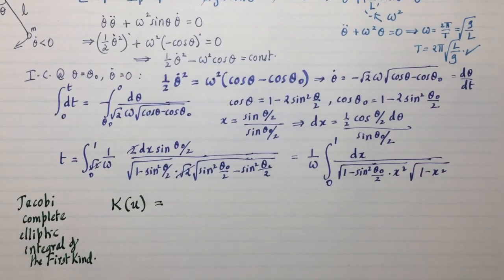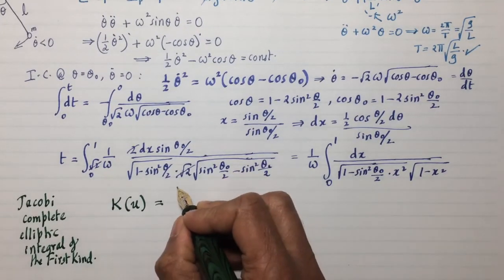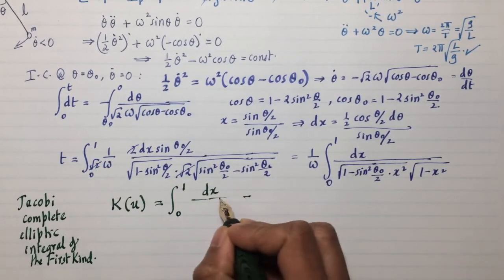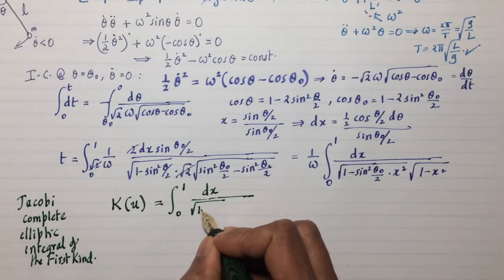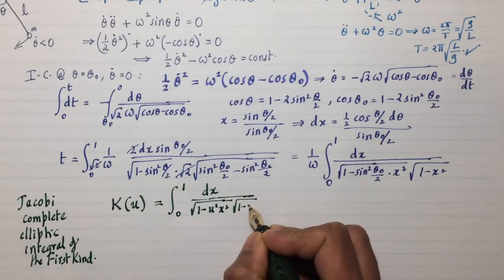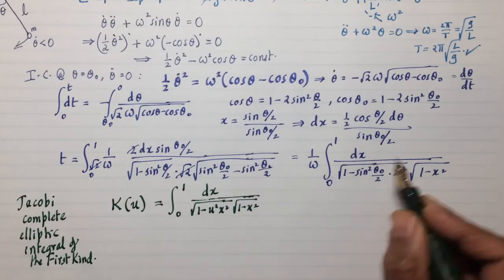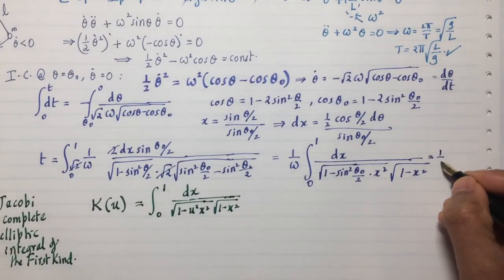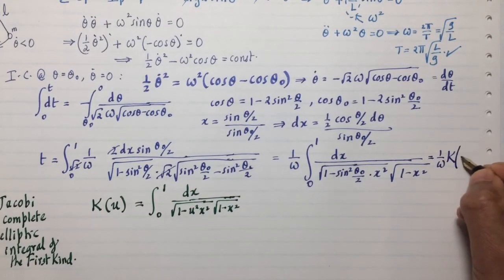So K of u is actually the integral from 0 to 1 dx of 1 over the square root of 1 minus u squared x squared times the square root of 1 minus x squared. That's why we struggled so hard to bring it to this form. If you bring it to this form, then your life is set. You just have to go to the tables of elliptic integrals and start looking at what the answer is. So this is basically 1 over omega times K of sine theta naught over 2.